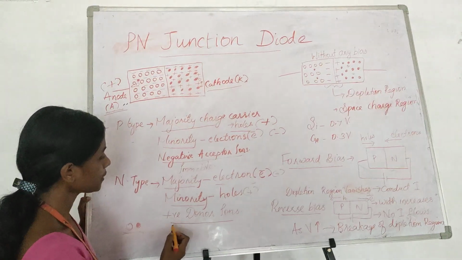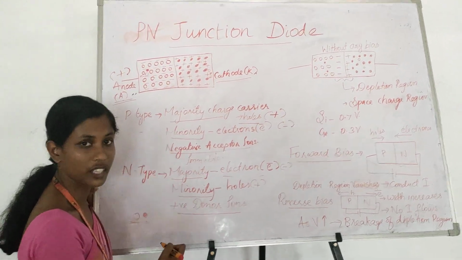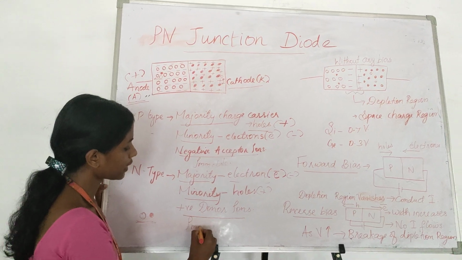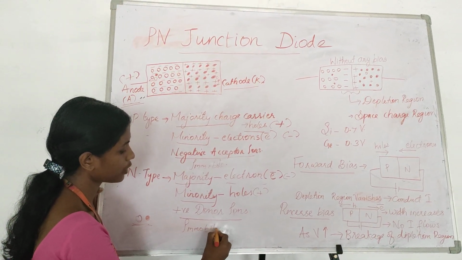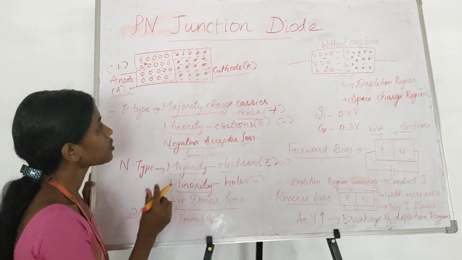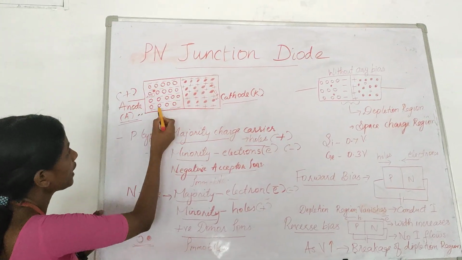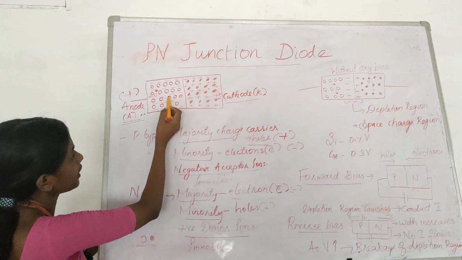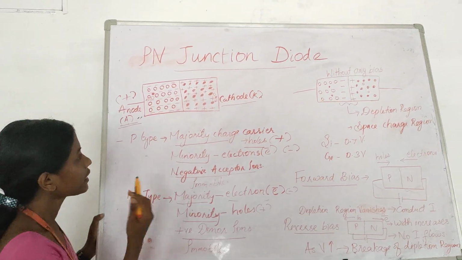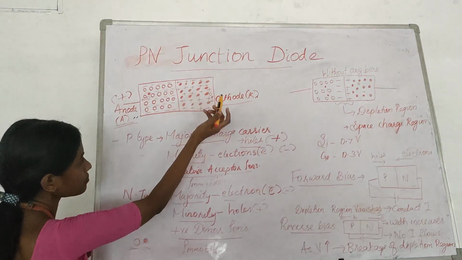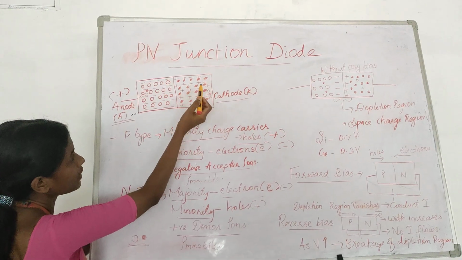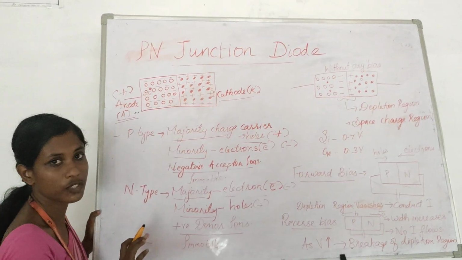Similarly, in N-type material, positive donor ions are there. They are also immobile in nature, not having the capability of movement. So in the P-type material, holes are there, negative acceptor ions are there, and also minority electrons. Then in the N-type material, it is positive donor ions, negative electrons and also minority holes.